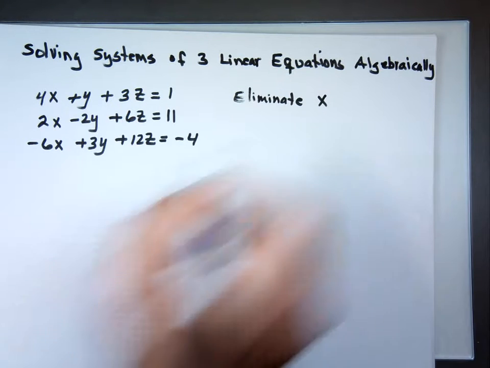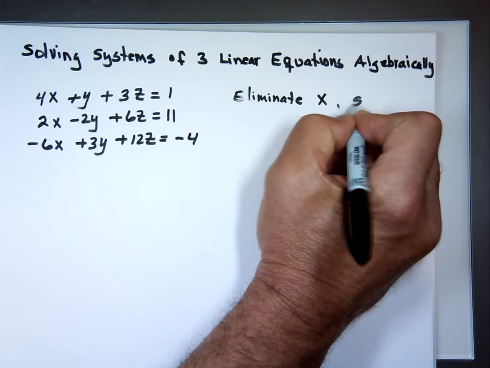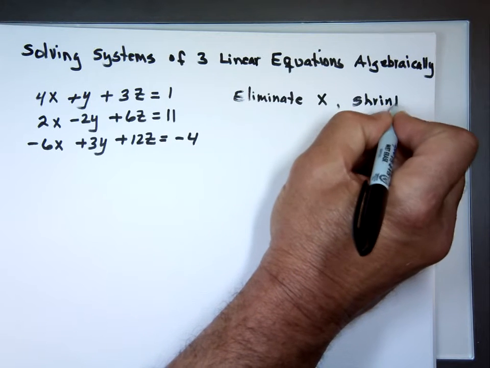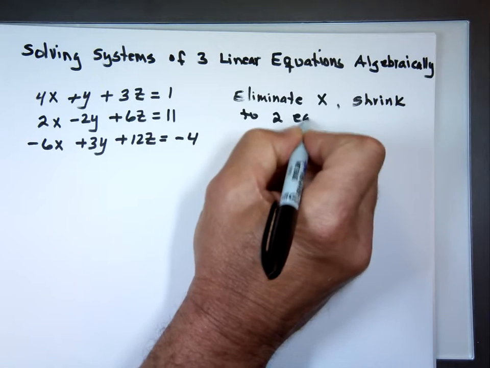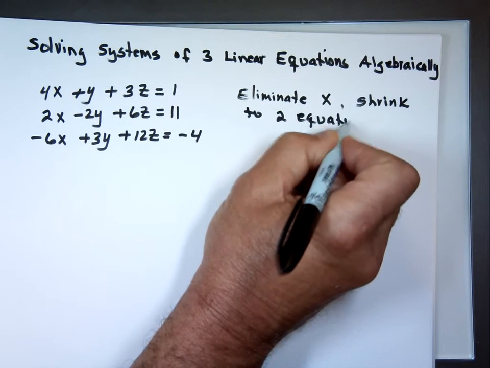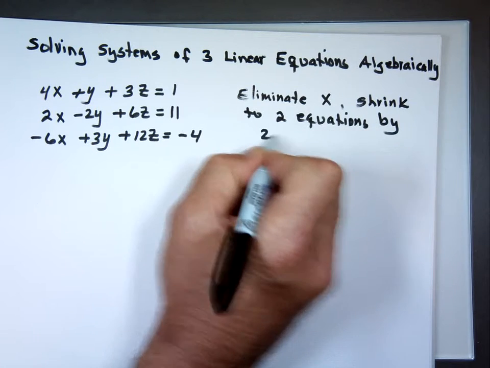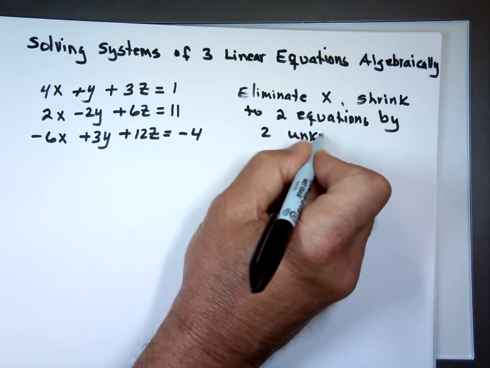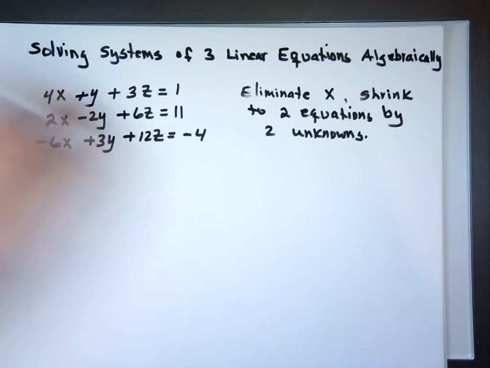And by eliminating x, this will happen what? You can shrink to 2 equations by 2 unknowns. So you can take this, eliminate x or eliminate y, eliminate z, it doesn't matter which one.